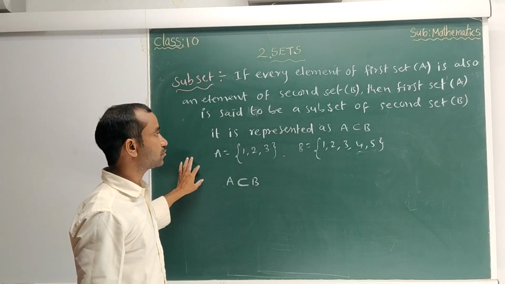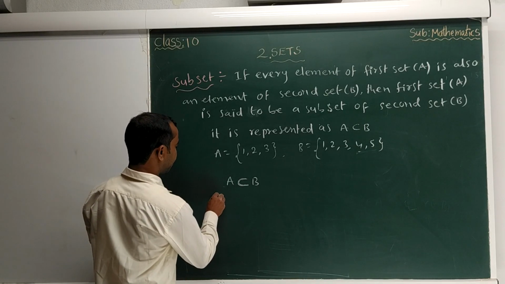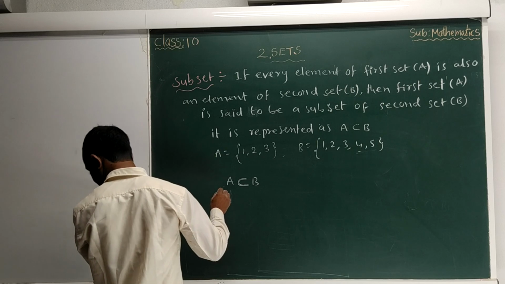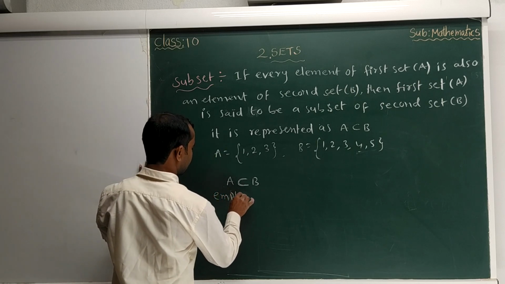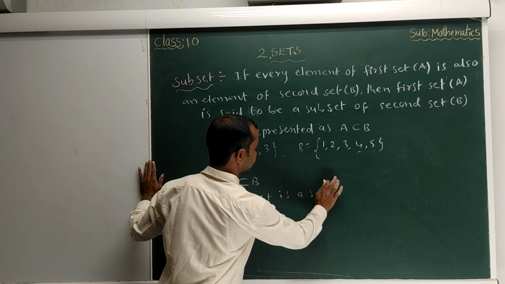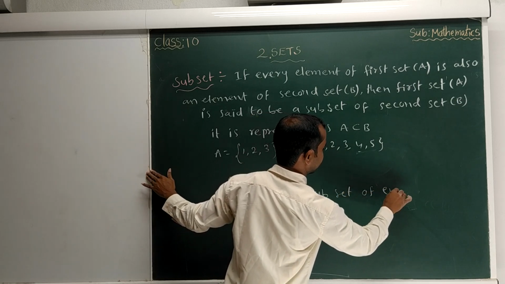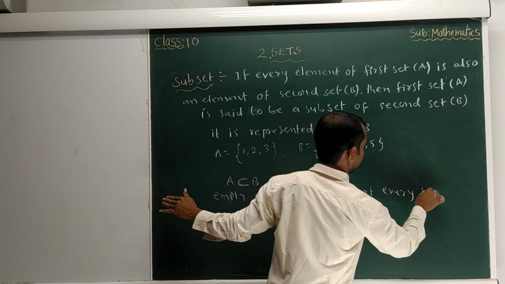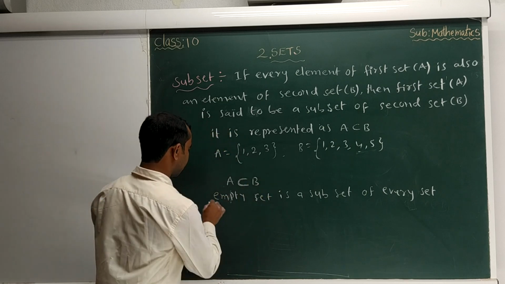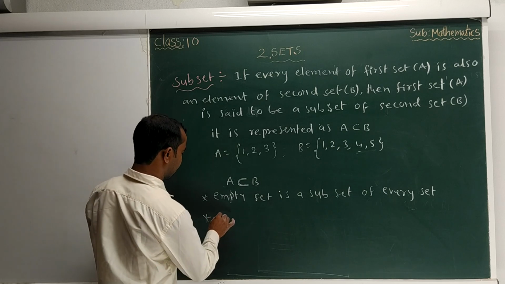Okay, most important concept. First one is empty set. The empty set is a subset of every set. This is the first point. Second point, every set is a subset of itself.